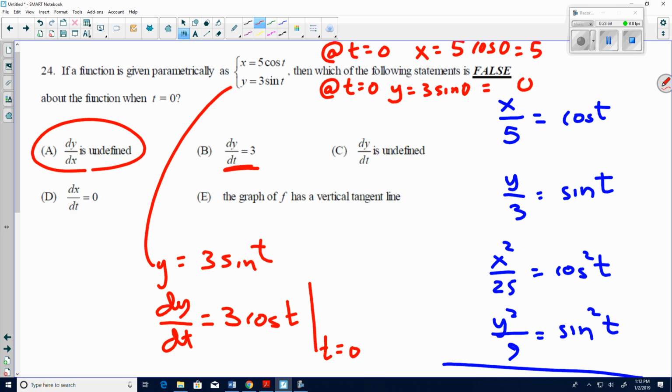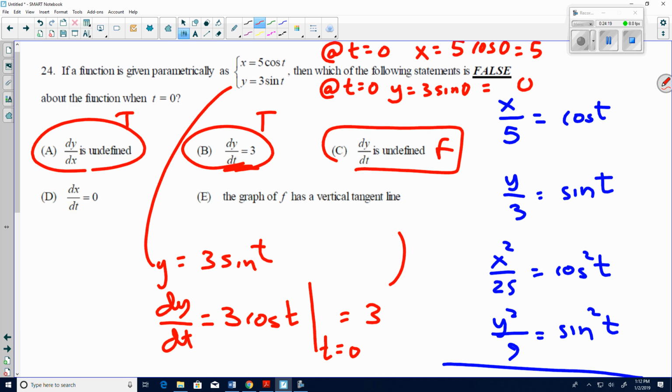I should read the problem. Which of the following is false? I was going to say this gives us 3, right? The cosine. So this is true. This is true. This is true. dy dt is undefined. No, that's false. In fact, we found what dy dt is. dy dt is equal to 3. Let's check the other ones out. dx dt, x is 5 cosine of t. dx dt is negative 5 sine of t. We're going to evaluate that at t equals 0.